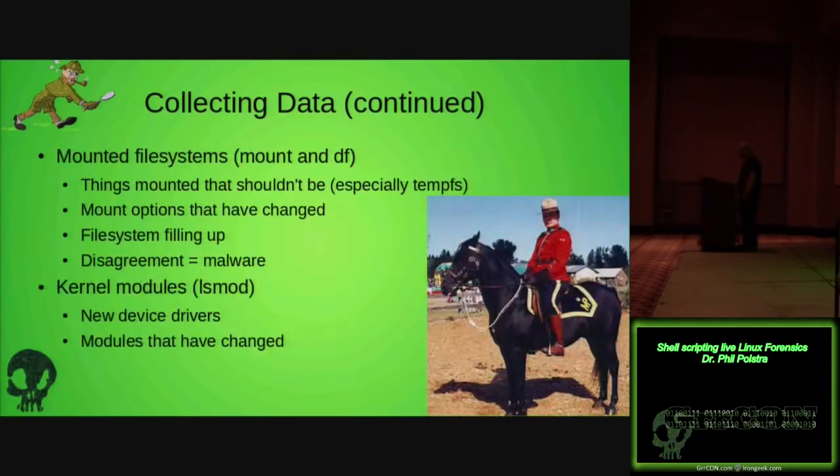What about mounted file systems? You can run mount and see if there's anything new. You can also run df, disk free. You might think, why would I run that? You get slightly different information. And again, sometimes people will alter the information for mount and not for df. Also, df will show you file systems are filling up, which might be another indication that something bad has been happening.